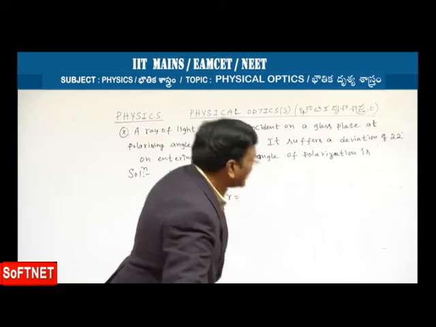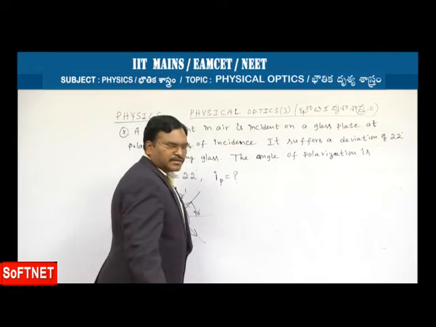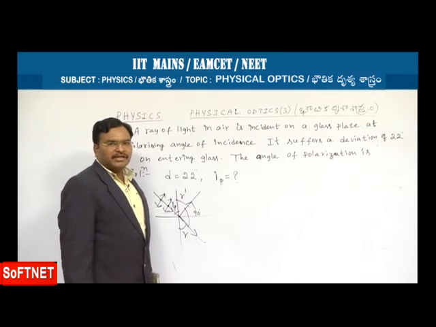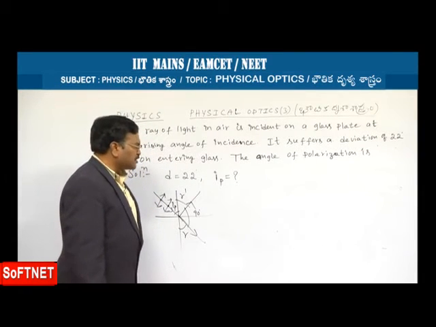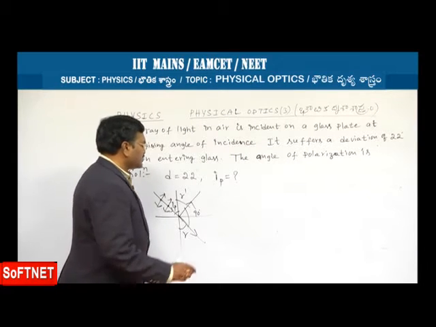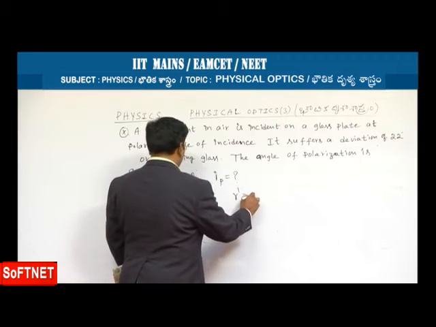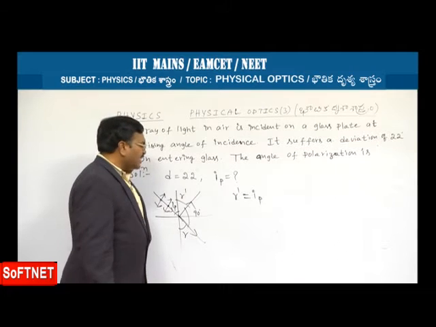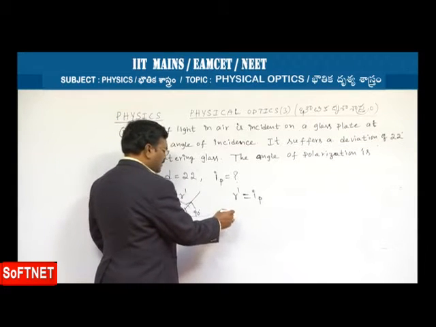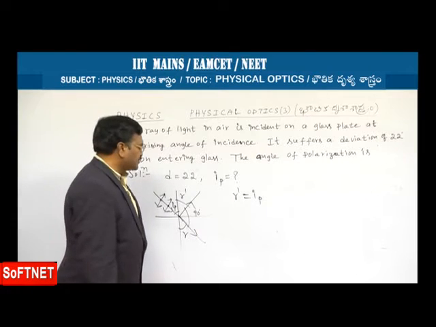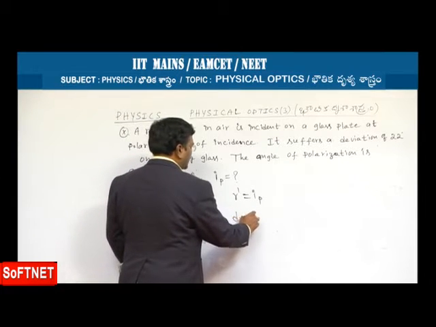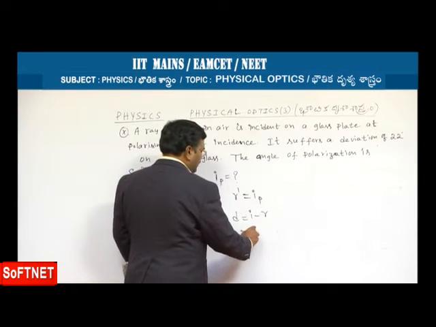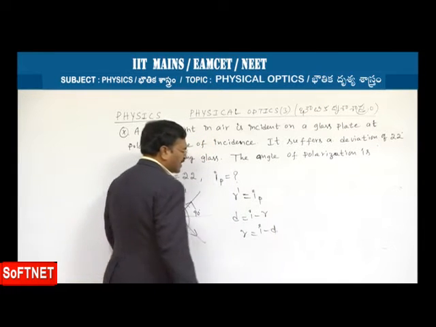The light ray travels from rarer to denser medium, so deviation is equal to I minus R. From the laws of reflection, R dash is equal to IP. What is R? The angle of refraction. From this, R is equal to I minus D.